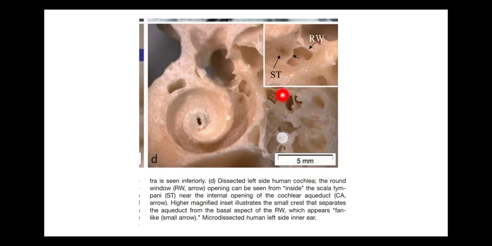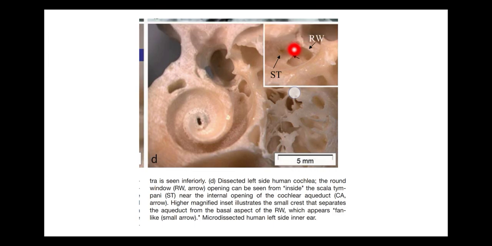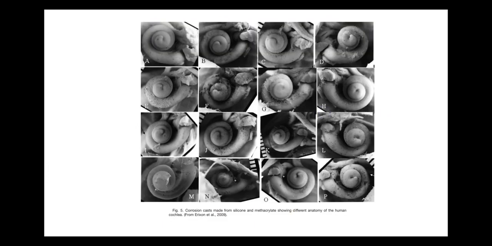Again, this is the cochlear cross section showing the round window, and here is the dissected left side human cochlea. The round window opening can be seen from inside the scala tympani near the internal opening of the cochlear aqueduct. The higher magnified inset here illustrates the small crest that separates the aqueduct from the basal aspect of the round window, which appears fan shaped. Micro dissected human left side inner ear. This is the round window opening. These are beautiful pictures of the cochlea.